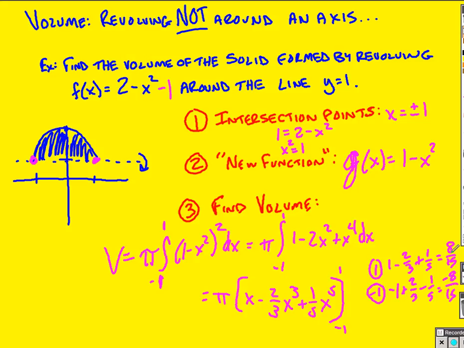So what I need to do is 8/15 minus -8/15, which will give me 16 over 15, multiplied by pi. So 16 pi over 15 is my answer. And that's how we do this modified version of the disk method when we don't have it right on an axis.